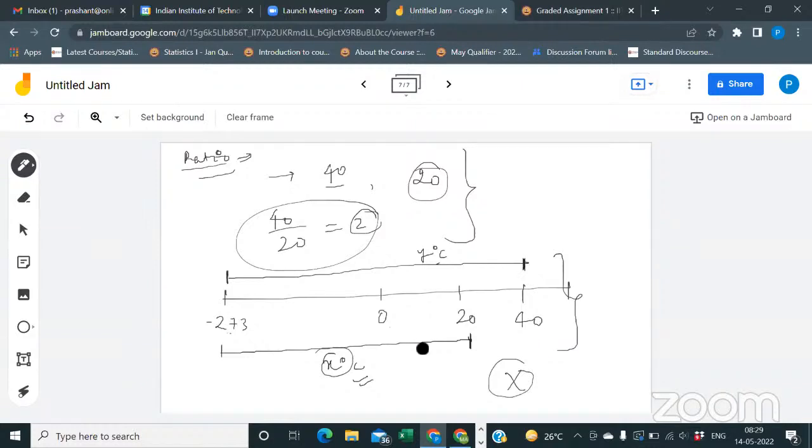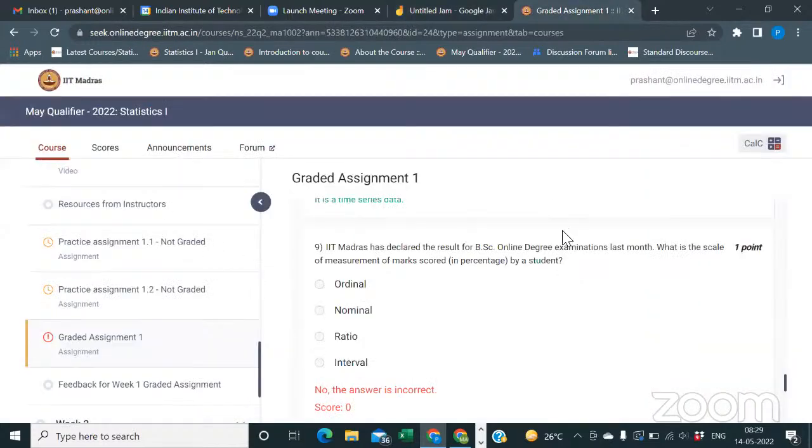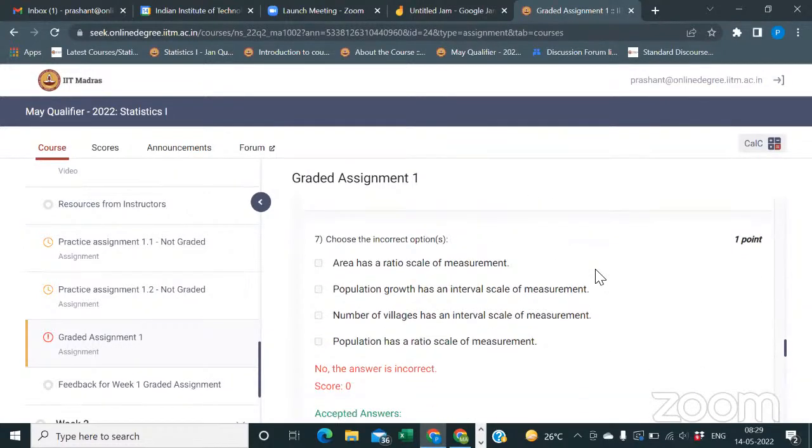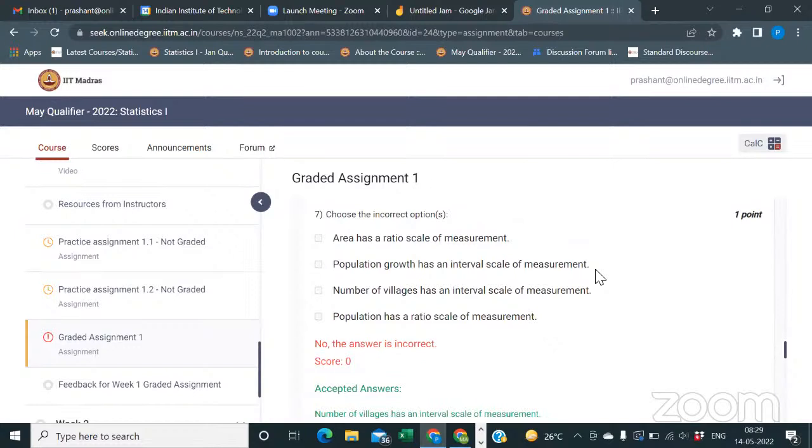Sorry to interrupt, sir. With that same logic, if we see question number 7, the population has to be in ratio scale of measurement, right? I clicked that, but my answer was wrong. It is asking about the incorrect option. Read the question. Population growth has an interval scale of measurement; that is obviously the incorrect thing. Got it? Okay, sir.